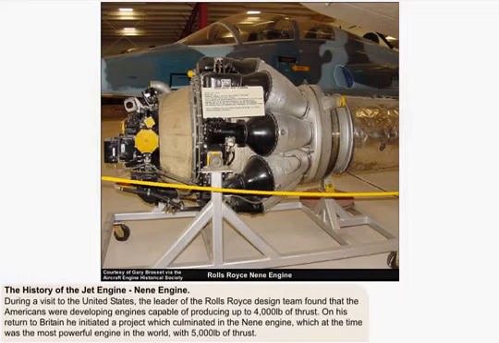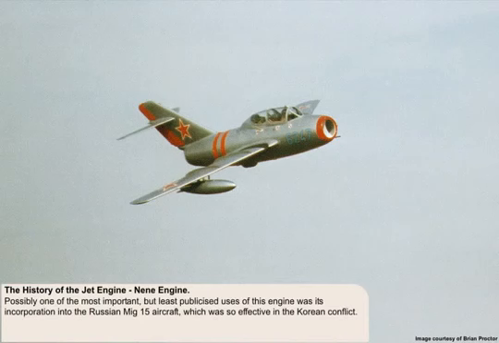During a visit to the United States in early 1944, the leader of the Rolls-Royce design team found that General Electric were developing engines capable of producing up to 4,000 pounds of thrust. As a response to this, after his return, he initiated a project which culminated in the Nene engine, which at the time was the most powerful engine in the world, with 5,000 pounds of thrust. Possibly one of the most important but least publicised uses of this engine was its incorporation into the Russian MiG-15 aircraft, which was so effective in the Korean conflict.